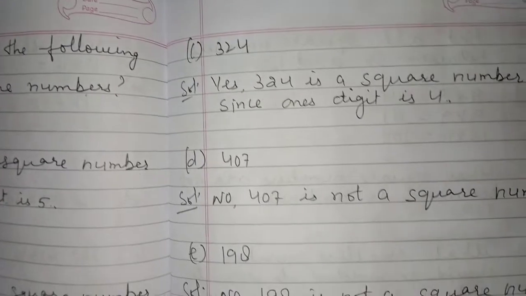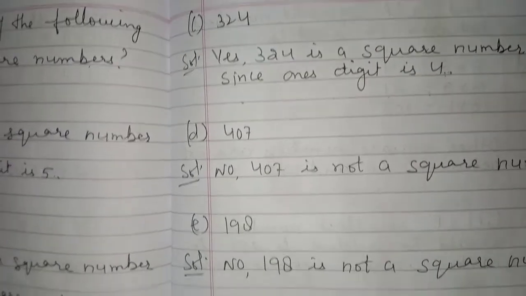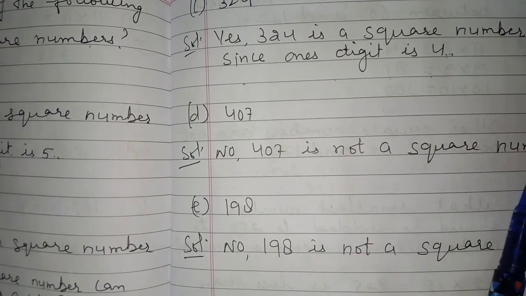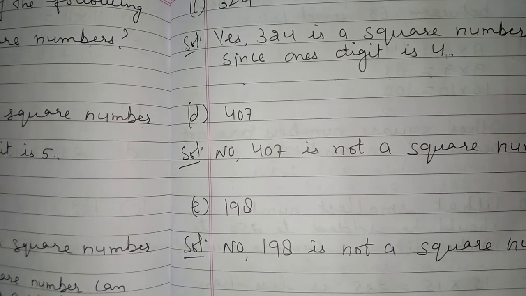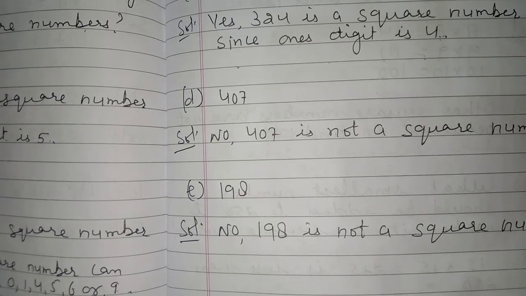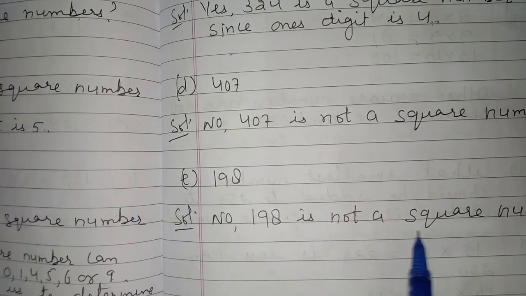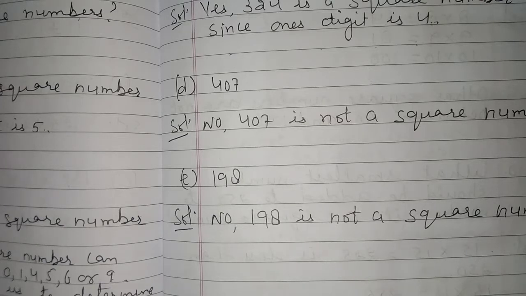Now next is 324. So again 324 is a square number since the ones digit is 4. Next is 407. Again it is not a square number. The reason is the same. Its last digit is not 0, 1, 4, 5, 6 or 9. If the number ends in 0, 1, 4, 5, 6 or 9, then we have to determine whether it is a square number or not. But we can check if the last digit is 0, 1, 4, 5, 6 or 9. Last is 198. So again 198 is not a square number because the last digit is not 0, 1, 4, 5, 6 or 9.